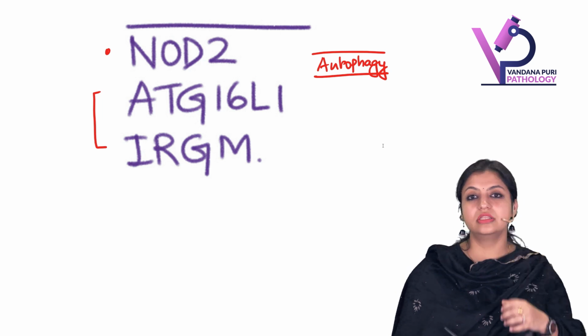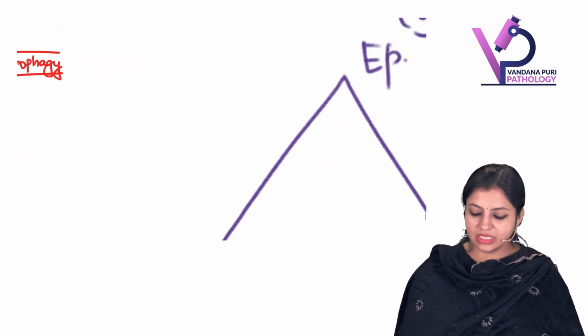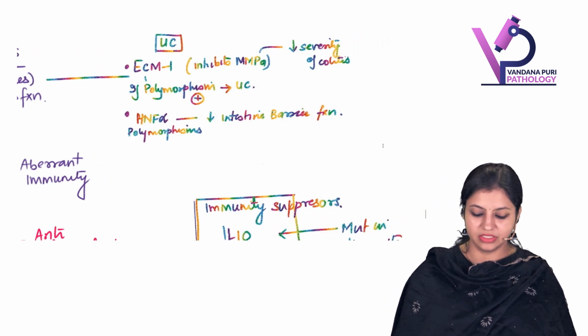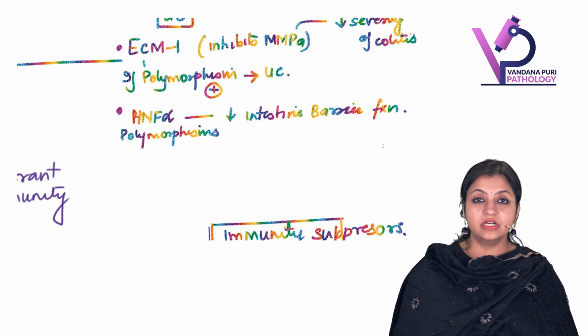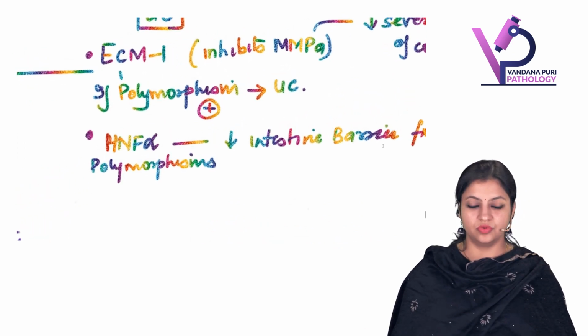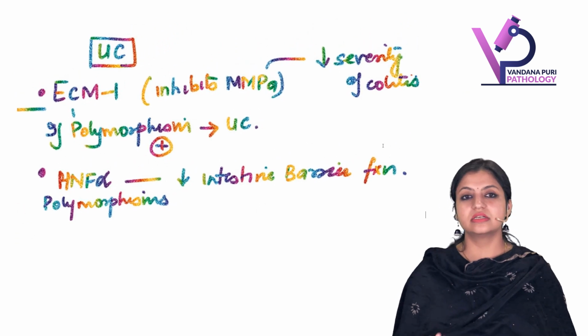Whereas when I look at ulcerative colitis, there is less gene predisposition seen, but still they have defined some. The first gene that they have defined is ECM1. So what is ECM1?